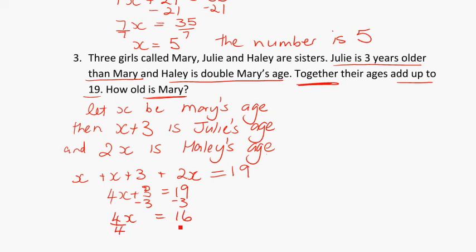Divide each side by 4. x is equal to 4. So we go back and see, what did we say x was? x was Mary's age. That is what we had to find out. And write your sentence. Mary is 4 years old.